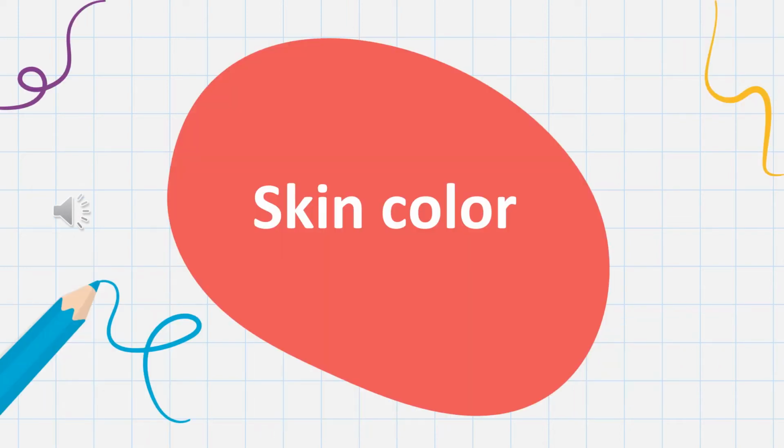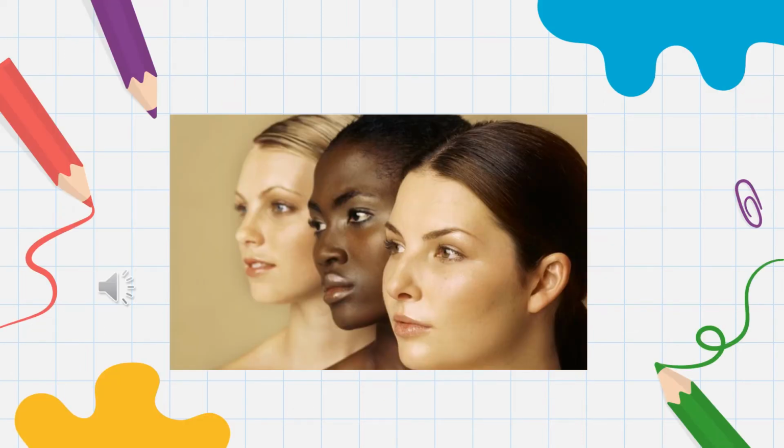Now let's talk about skin color. Your skin color may be dark or light. If your skin color is dark, then one of your parents must have a dark skin color. If your skin color is light, then one of your parents must have a light skin color. And if you can remember, we talked about skin color and we said that our skin color depends on the amount of melanin in our body.